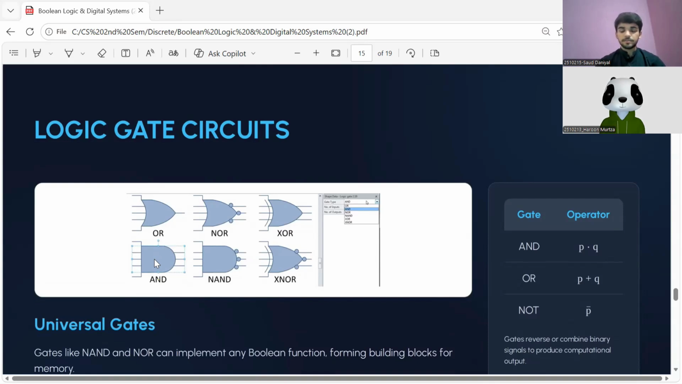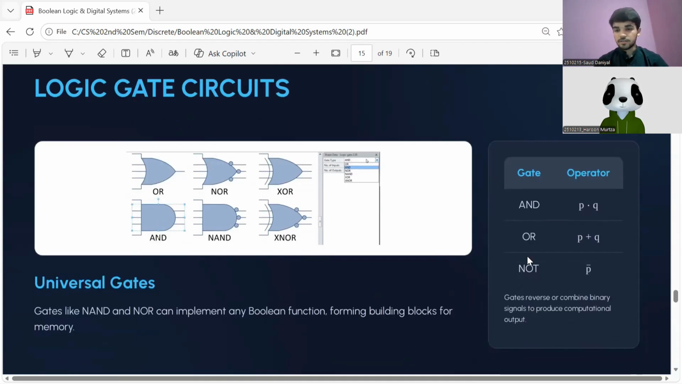If either input is 1, then the output will be 1. But if both the inputs are 0, then the output will automatically be 0. The NOT gate is also called an inverter gate. It inverts the input which is given to it and gives the opposite output. Like if A is 0, then the output will automatically become 1, because it inverts the 0 input into 1.